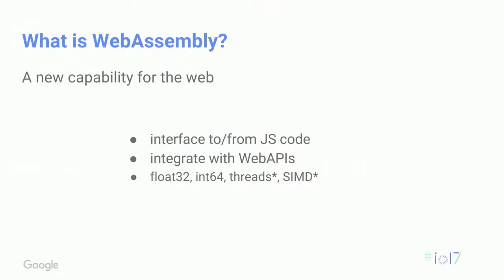So what we actually do with it is it's tightly integrated into the web platform. It's a new capability. You have to think of it as that. It's not meant to replace JavaScript. That also means you can talk to all the web APIs. So you can call all the standard DOM functions or all the APIs from your WebAssembly code via JavaScript. It does have a few differences, like 32-bit floats and 64-bit integers. And in the future, there's a plan to add threading and multiple instruction at the same time, SIMD primitives. So that's kind of it in a small nutshell.